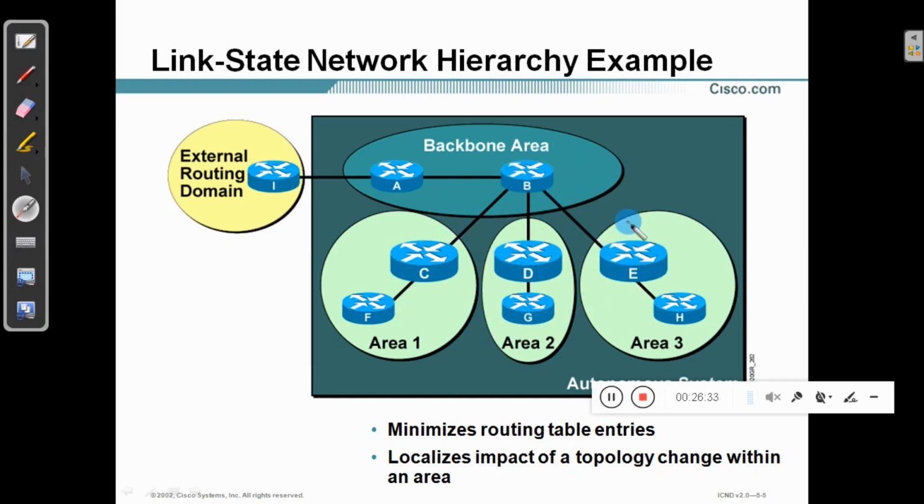So autonomous systems are connected to the other autonomous systems by means of autonomous system border router. So this is the autonomous system border router. Here you can see this router, even though this is in the backbone area, this router is treated as autonomous system border router. So this will connect to the other autonomous system router by means of autonomous system border router.